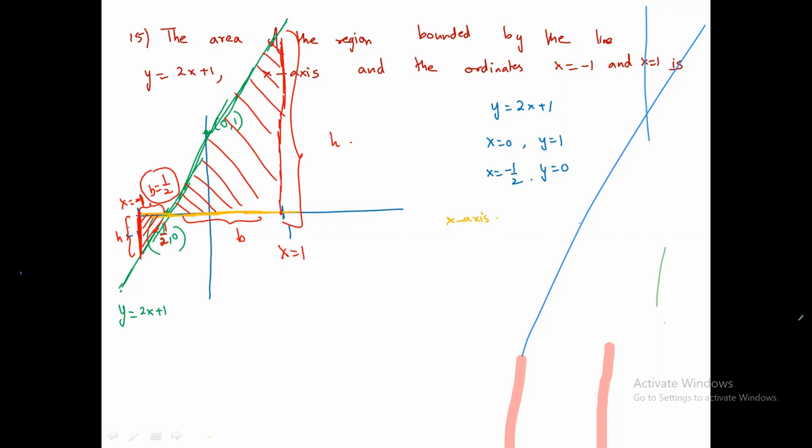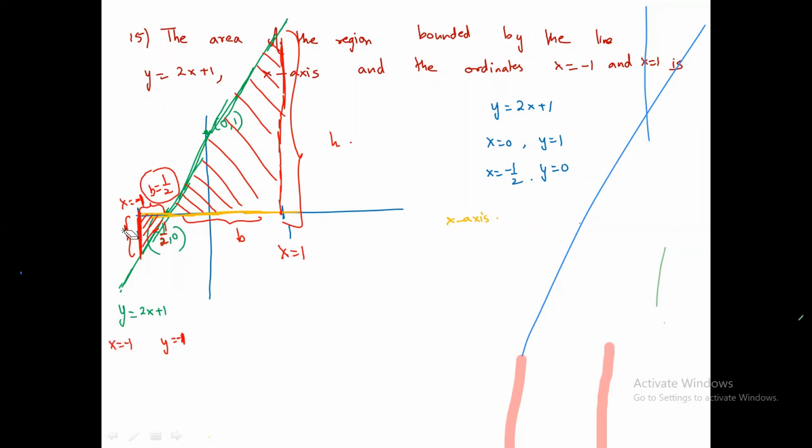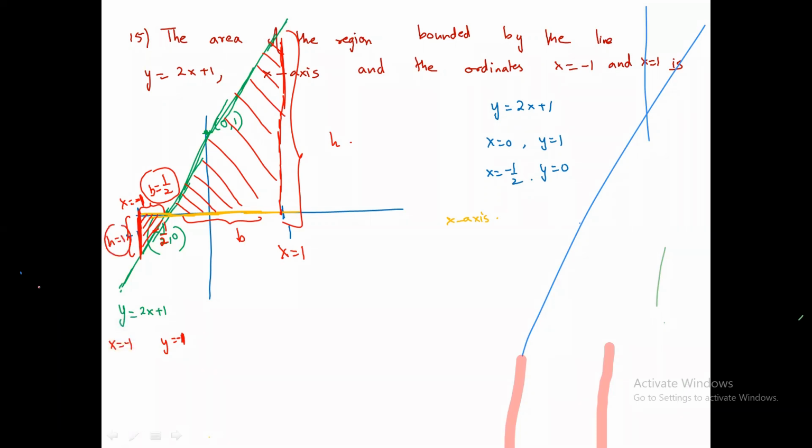How will you know the height? Put x equal to -1 in this. You will get y. 2 into -1, -2 plus 1, that is -1. So the height is 1. Don't take -1. Actually, y you will get -1, but don't take -1. Height will be 1. Let me rub and write because it's not clear. It's overlapping. Yeah. Height is 1. So what will be the area? Area of triangle, 1/2 into base into height.